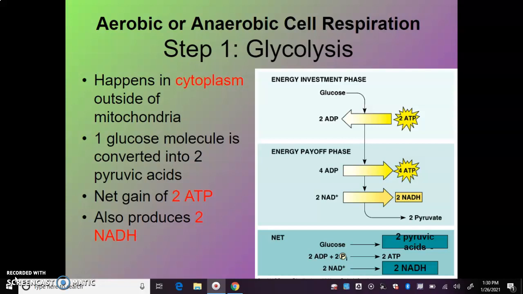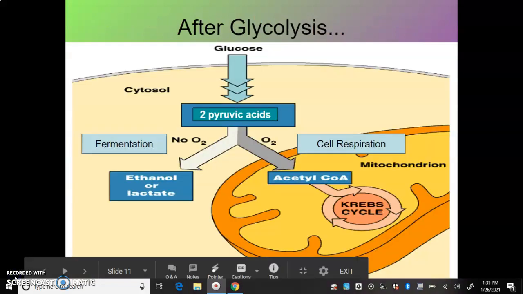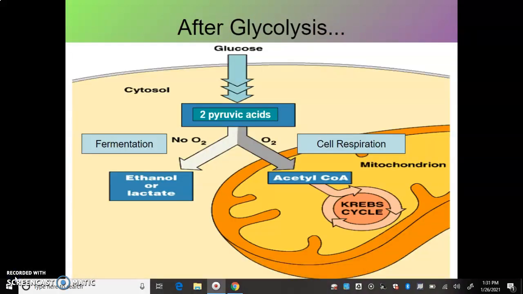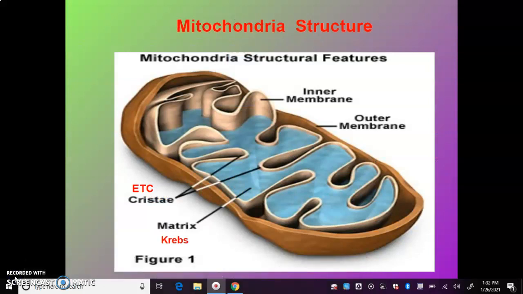And the NADHs that are produced are going to go right to what's called the electron transport chain, which is step 3. In this diagram, you can see the 2 pyruvic acids, if there's oxygen present. Remember, with oxygen would be aerobic respiration. Those two pyruvic acids are now going into the mitochondria, where they're headed for the Krebs cycle, which is step 2 of aerobic respiration. So after glycolysis, these pyruvic acids enter into the mitochondria.